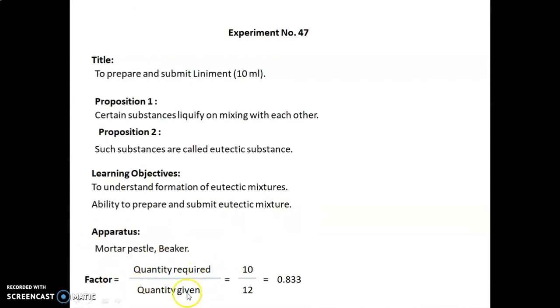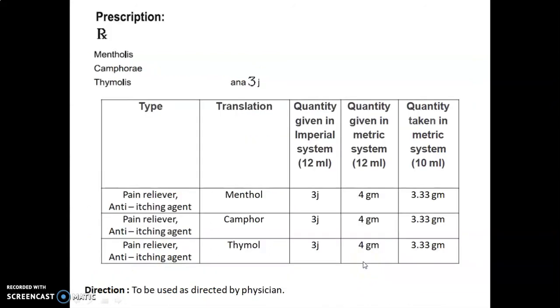Factor is calculated as quantity required upon quantity given, which is 10 upon 12, that is equal to 0.833. The prescription is given over here by the symbol Rx. This is the prescription given in Latin terminology. So let's discuss the formula table. Type means the use, category or role of the ingredient. Translation means the name of the ingredient.